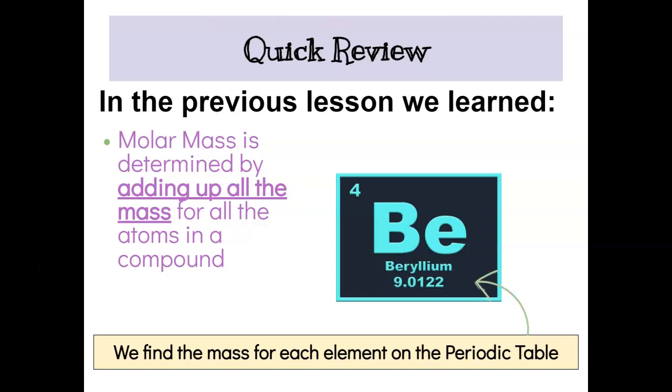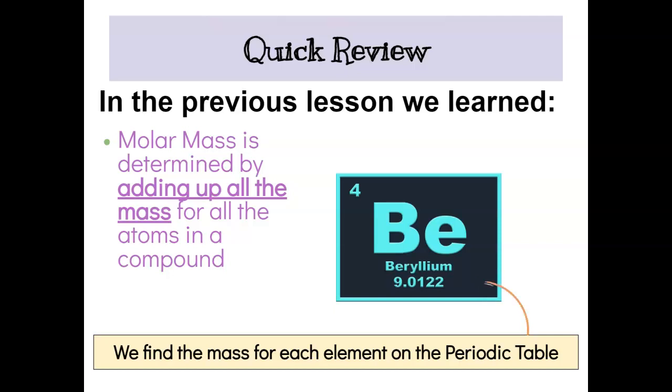So yesterday we learned that molar mass is determined by adding up all the mass for all the atoms in a compound, right? So the mass for the individual atom comes from the periodic table. It's the average atomic mass. But to get the molar mass, we have to make sure we're adding it for however many atoms are in the compound. So like, beryllium here is 9.0122, but if you had 3 beryllium in the compound, you would have to do 9.0122 times 3 in order to get the total molar mass.